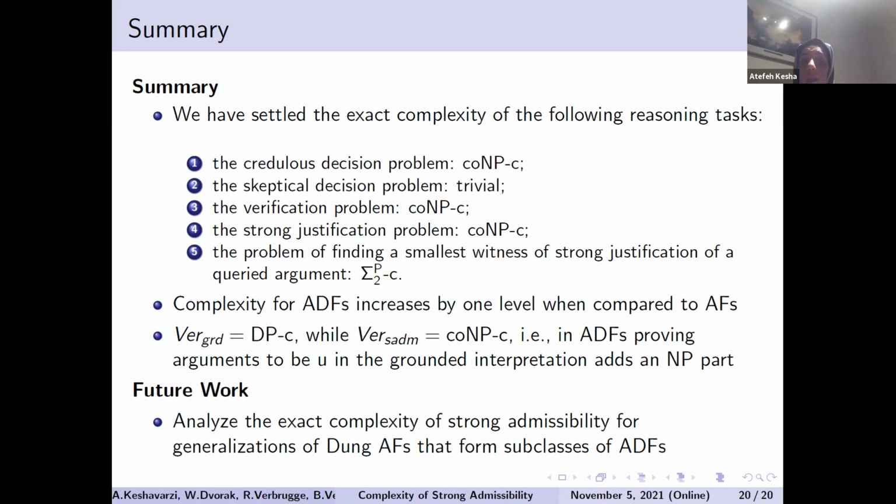And we also show that, in comparison, the verification problem under grounded semantics of ADFs is DP complete. However, it is co-NP complete under strongly admissible semantics. It shows that checking whether arguments are actually assigned to undecided in the grounded interpretation adds an NP part to the computational complexity of this problem. And as future work, we are interested in analyzing the complexity of this type of semantics for other generalizations of AFs, which are subclasses of ADFs.